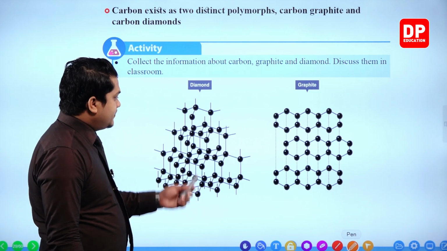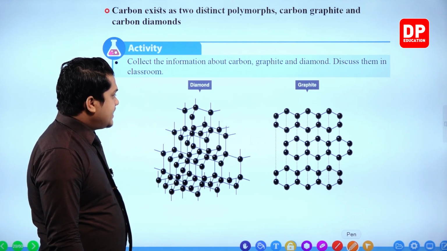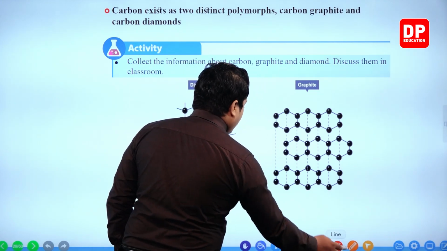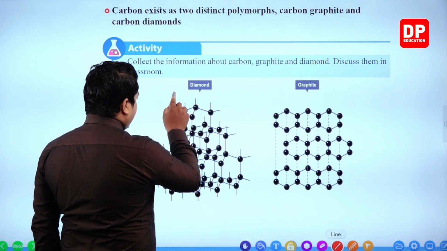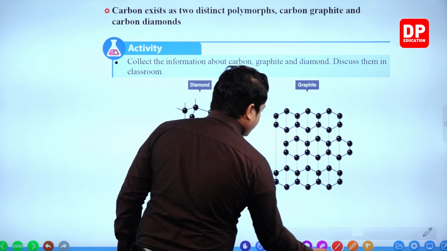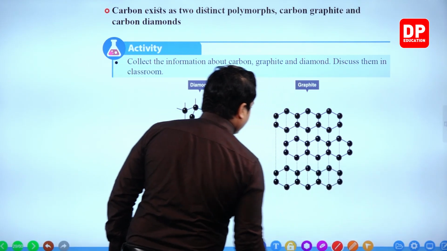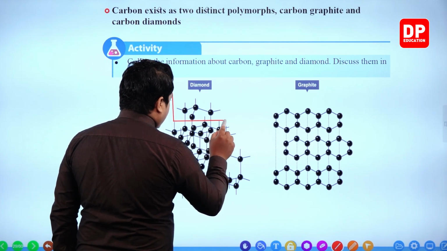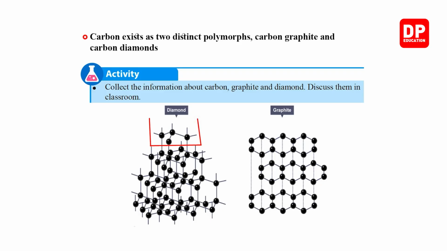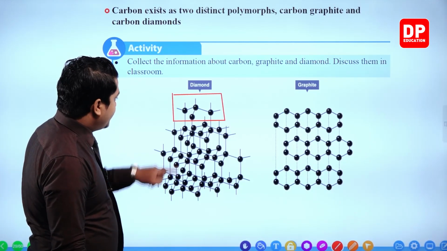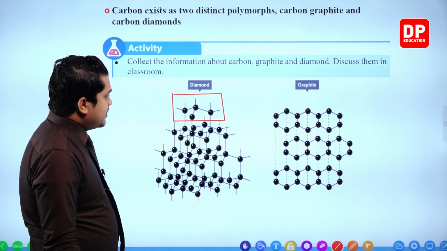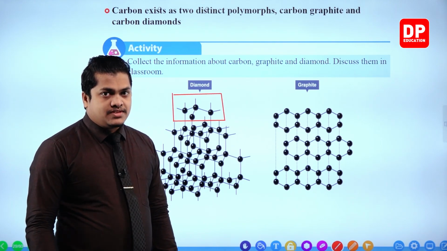This is diamond. I'm going to separate a certain level, box it and show it to you now. See, how many carbon atoms are there? 1, 2, 3 and 4. So there are 4 carbon atoms.